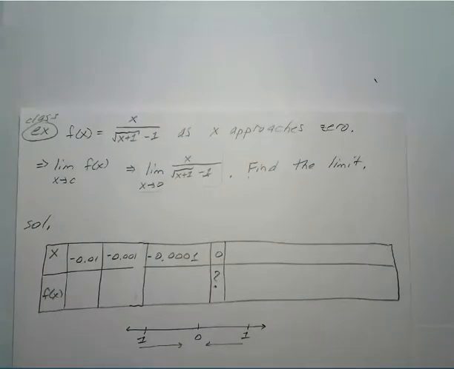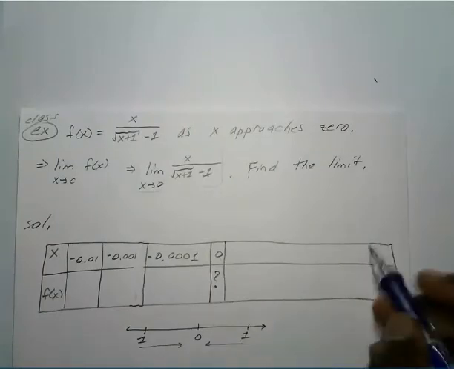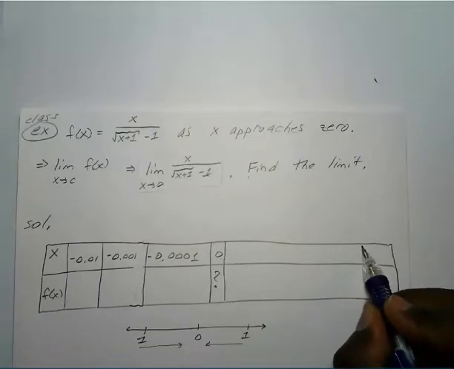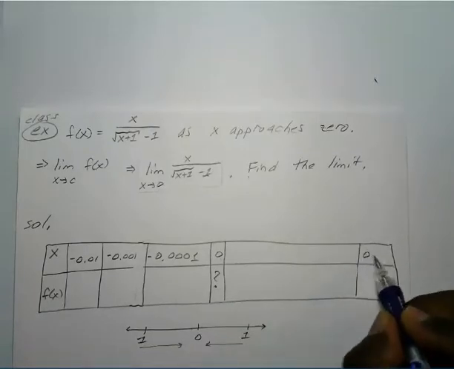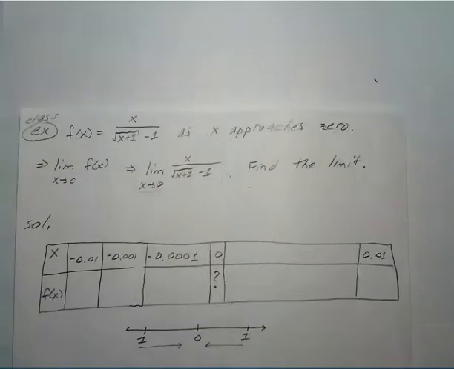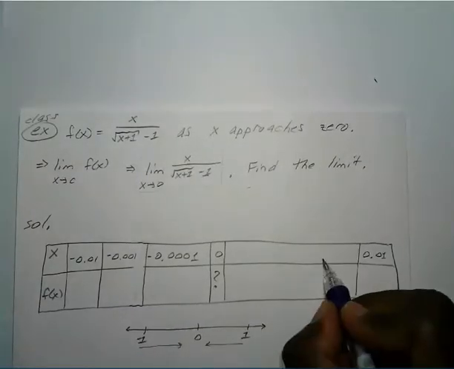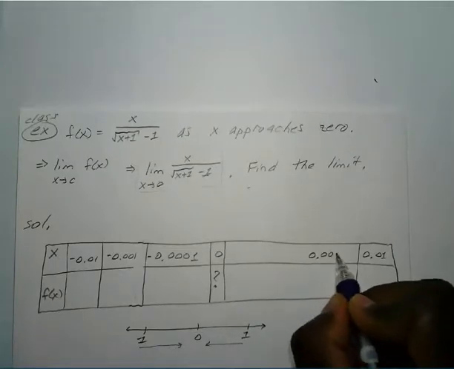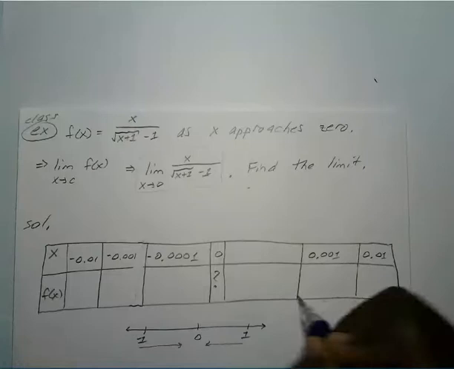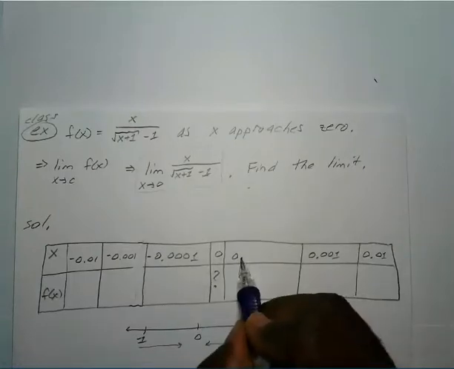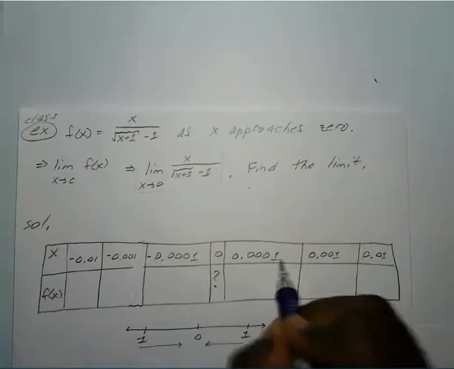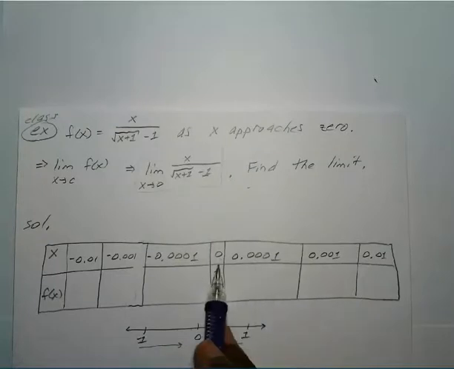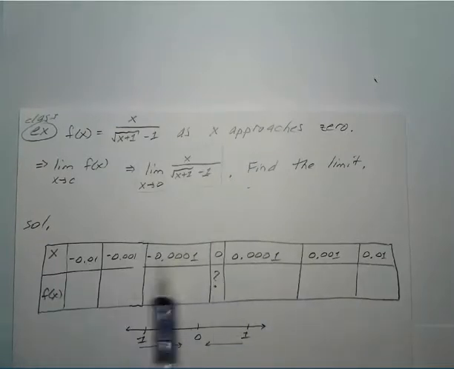Okay. Now, going from the right, what if we start at +0.01? Then we go to 0.001. Then we go to 0.0001. Again, we're getting closer and closer to 0 from the right and closer to 0 from the left.